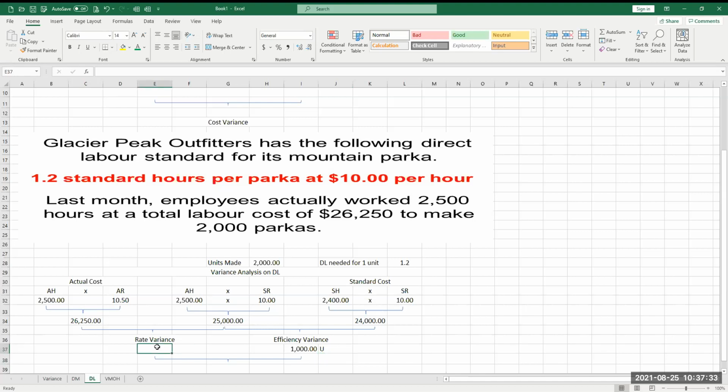Let's see the rate variance. Based on the rate that I'm paying, $10 for 2,500 hours, I'm supposed to pay 25,000. However, in reality, I'm still using 2,500 hours, but I'm paying $10.50. So because I'm paying more per hour, my variance is how much? $1,250. Is that favorable or unfavorable for me? Unfavorable, because I'm paying more.